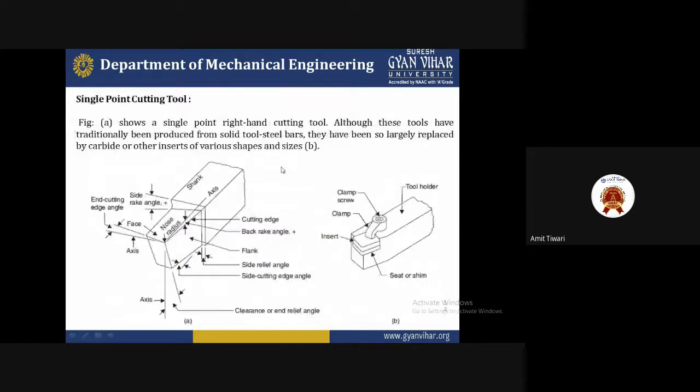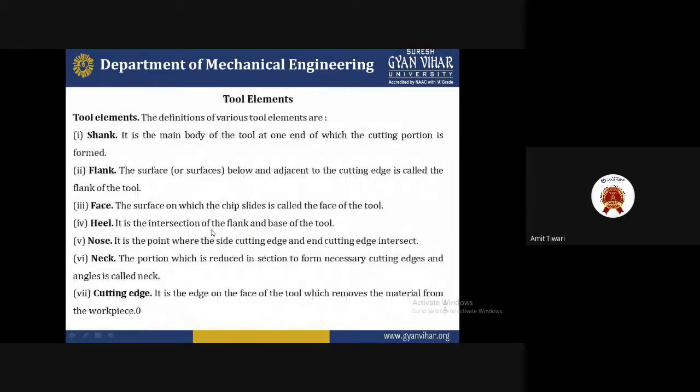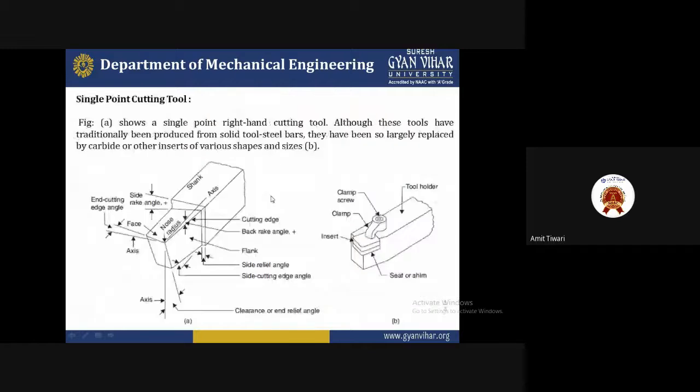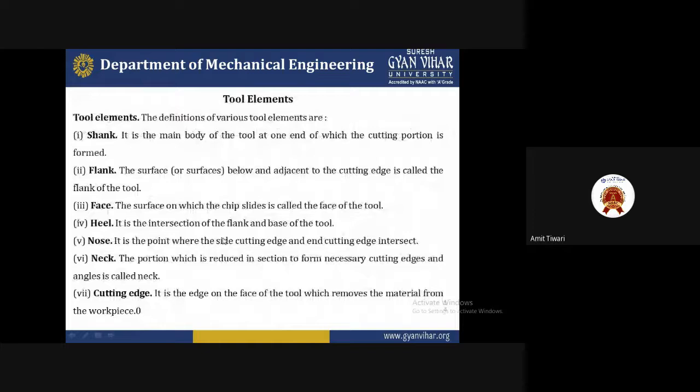Flank, these are the sections. We can say this is the flank portion here. This is the bottom and the side portion of the tool that you can see here. This indicates the surface or surfaces below and adjacent to the cutting edge. This is the side adjacent to the cutting edge. We can say this is the flank of the tool.